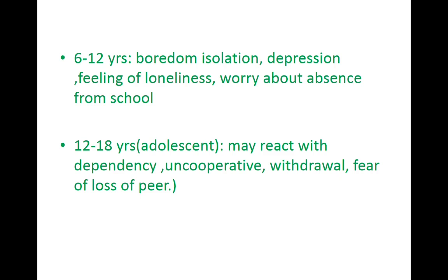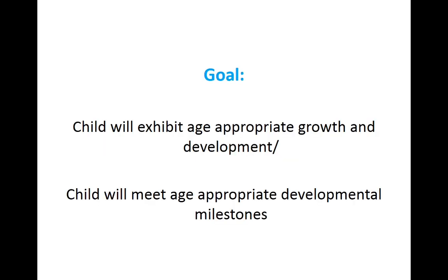Once they express this kind of thing, you will be thinking that there might be risk for growth and developmental delay. So here you will see what goal you will have to take. The child will exhibit age appropriate growth and development. How do you get confirmation that the child's growth and development is appropriate for age? There are some physical parameters, there are some developmental screenings. So you will be taking the physical parameters, comparing with the normal one, and seeing whether it is within the normal range or not.